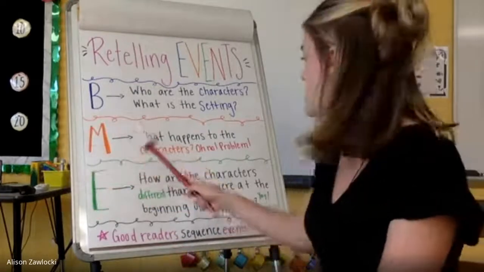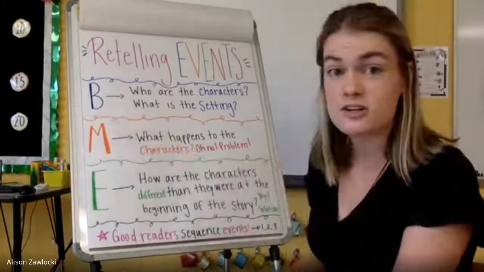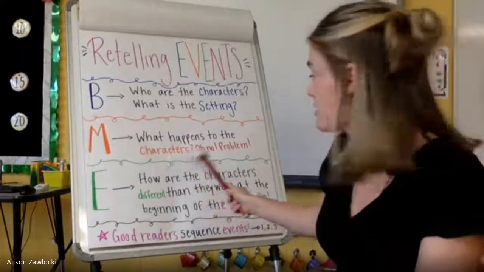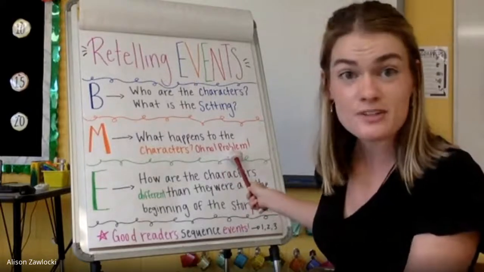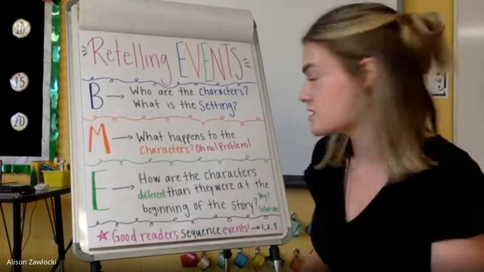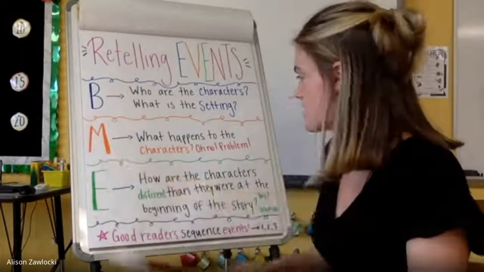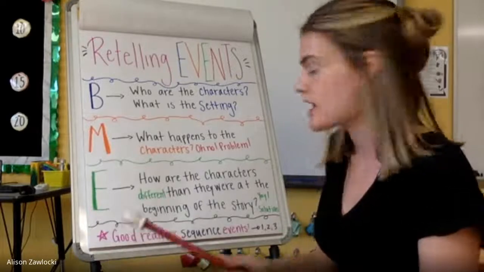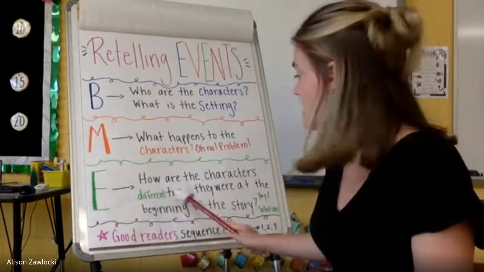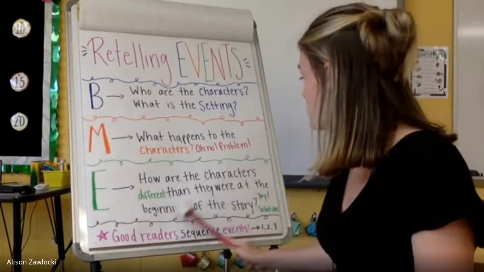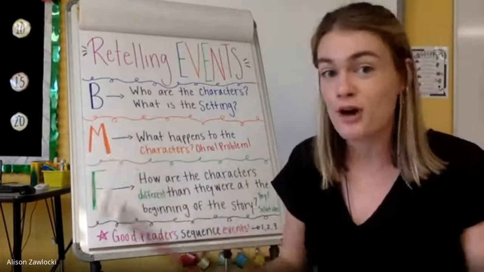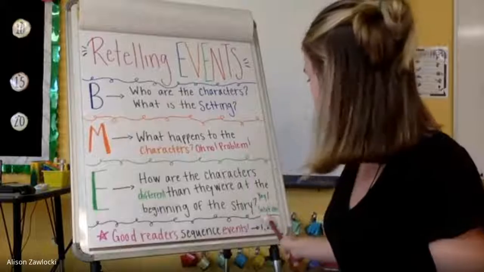Where are they at? M stands for middle. We're going to answer this question. What happens to the characters? And usually in the middle, oh no, there's a problem. So there's usually a problem in the middle of the story. Let's see if that's true while we're reading our stories this week. And E stands for end, and we're going to answer this question at the end to retell it. How are the characters different? So that means they're not the same, different than they were at the beginning of the story. And typically you find a solution. So that means the problem is solved at the end. That's why it says, yay, solution.